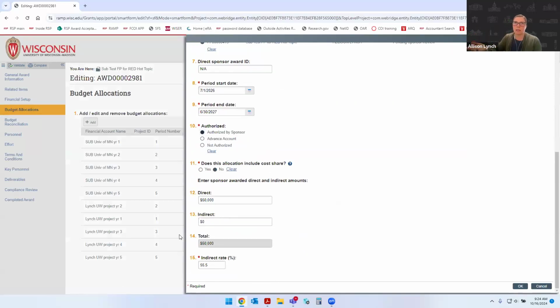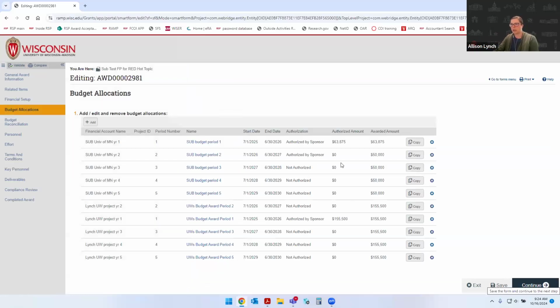There likely would be budget cuts, so when you're doing this in a mod record, you have the option to indicate incremental funding amounts. So let's say 5,000 was cut. You could make those adjustments here, but for the sake of this demonstration, I'm going to stick with the 50,000, and the allocation here would still be correct with the indirects because we've already claimed that 13,875 in year one. So here, all we're doing is moving it to authorized, clicking OK.